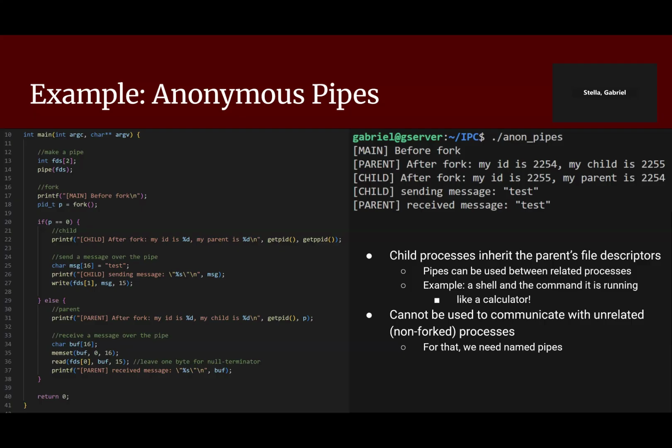Of course, the downside of this is that you can only use anonymous pipes to communicate between related processes that have been created by fork. And sometimes we can't really deal with that limitation. So that's what we have named pipes for.